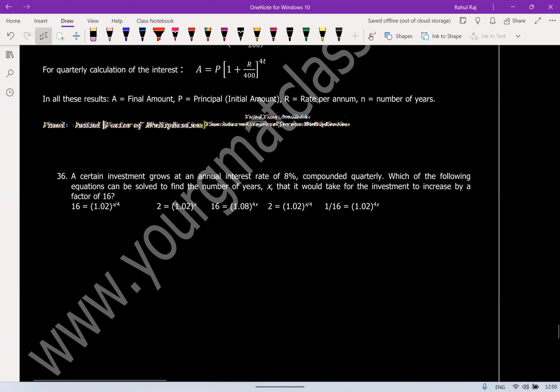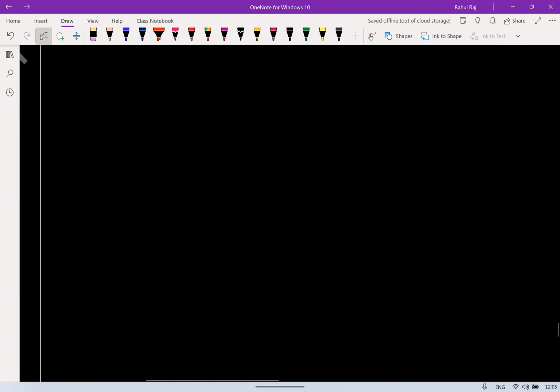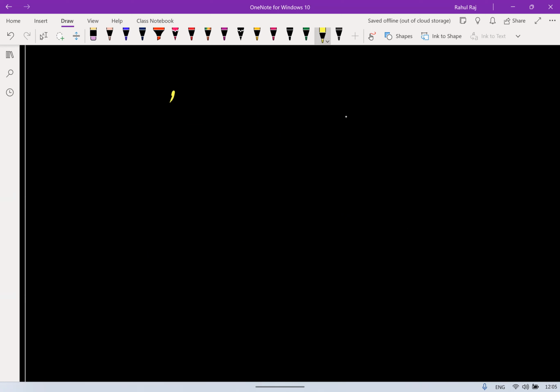Now the next concept is interest. Pretty simple topic. Very, very simple topic. Questions from interest can be daunting looking at the structure and all the language, but they are pretty simply calculated. So in interest, first of all, let's look at what is simple interest. Simple interest, all of you might have read, is nothing but P into R into T by 100.